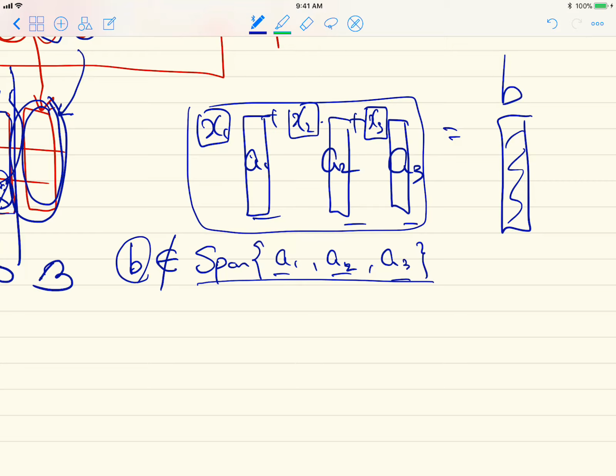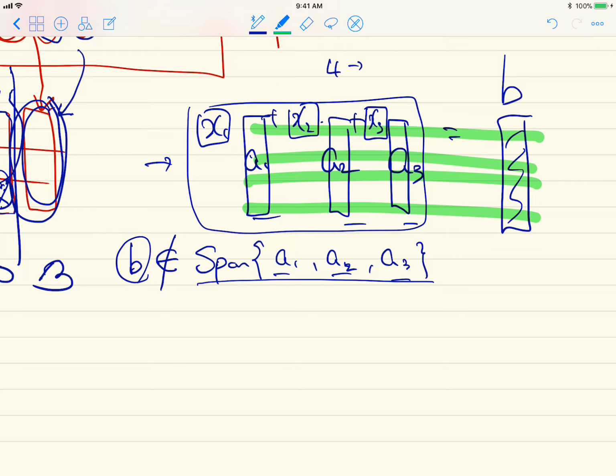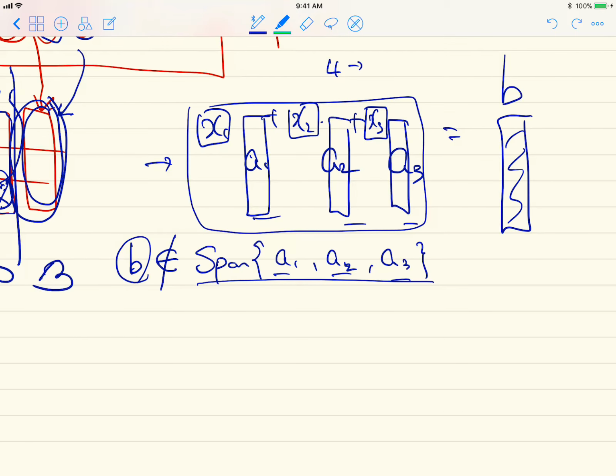So suppose we have 4 equations, and here how many variables do we have? Of course we have 3 variables, right? And let's suppose we have 4 equations. That means we have 4 different rows, which means a1, a2, a3, and also b are all living in 4-dimensional space. So they are simply 4-dimensional vectors, right?